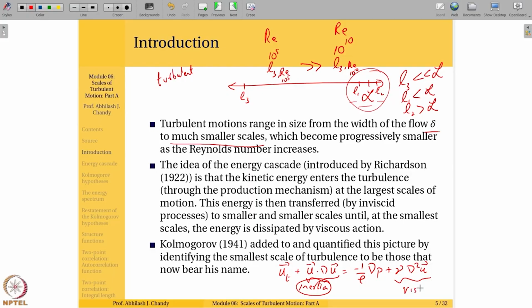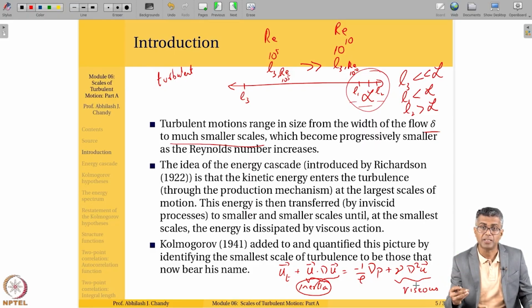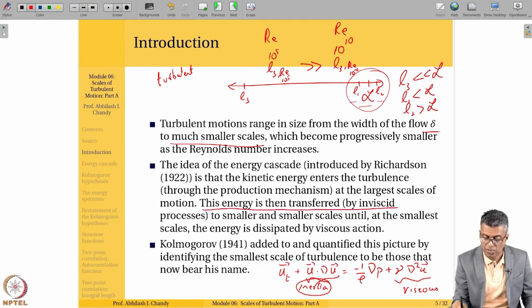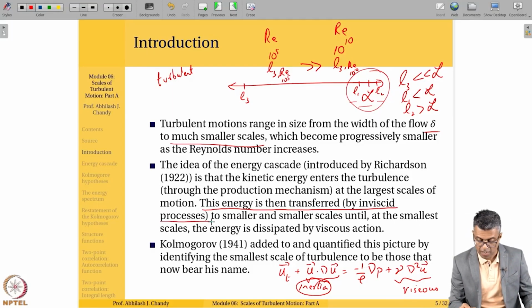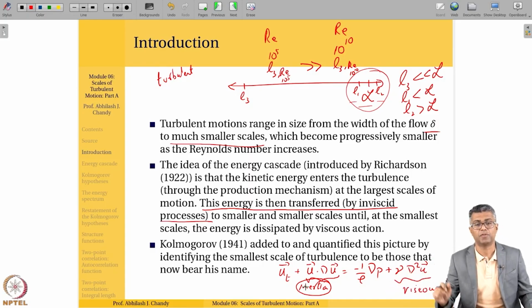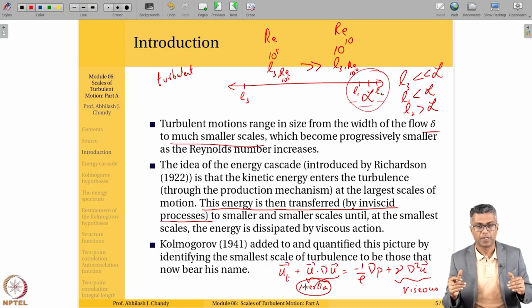And this viscous term only becomes dominant at the smaller scales, where it completely takes over and dissipates the energy that is existing at the smaller scales into heat. So when we say that this energy is then transferred by inviscid processes, the inertia term is that inviscid process which breaks up the large scales to small scales. And then the energy is dissipated at the smaller scales by viscous action. So that is your energy cascade.